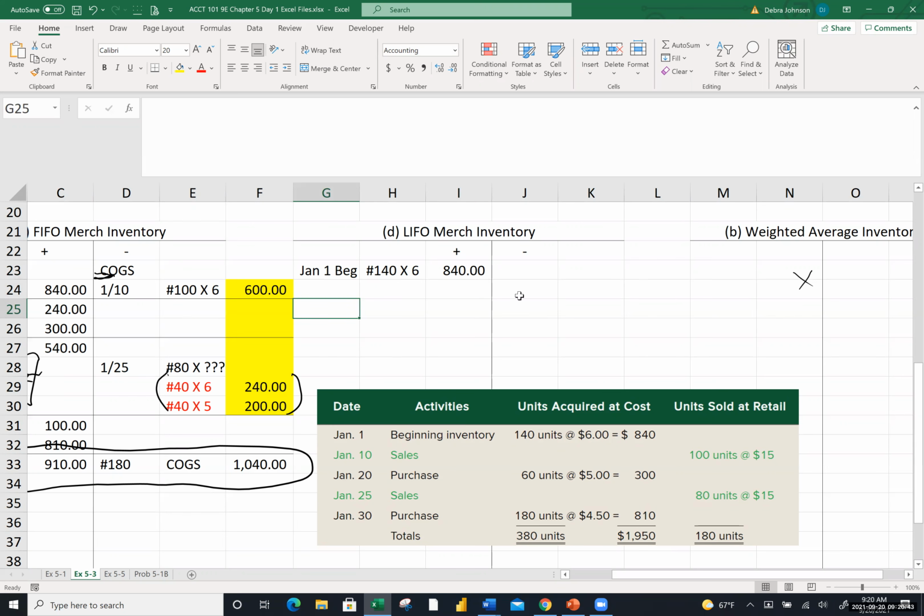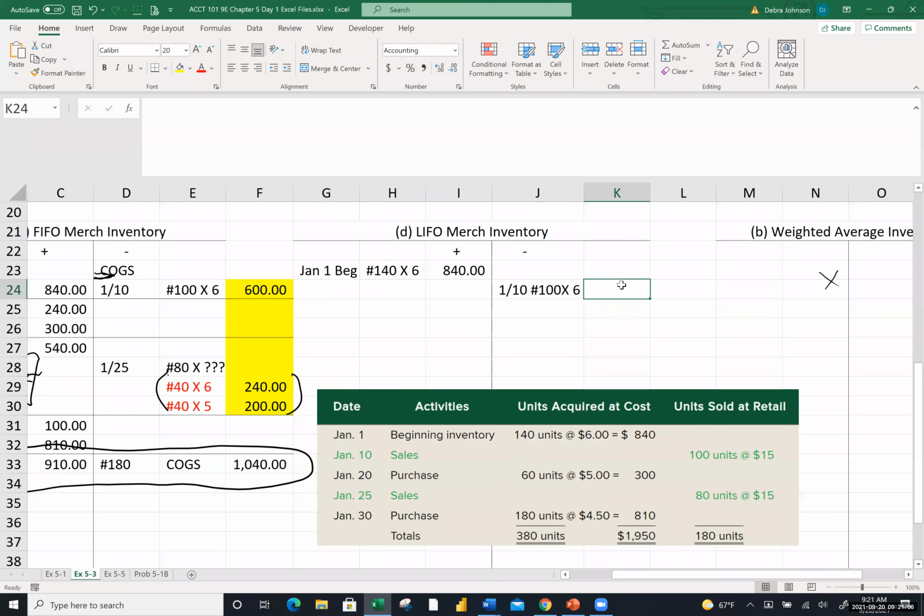And then on January 10th, we have our first sale. And since I only have one layer, this won't change either. There's only one layer to begin with. We sold 100 units. I'm looking over here at this green. We sold 100 units again at a cost of $6. Okay, so that would still be 600 coming out. So far, no changes because we only have the one layer.